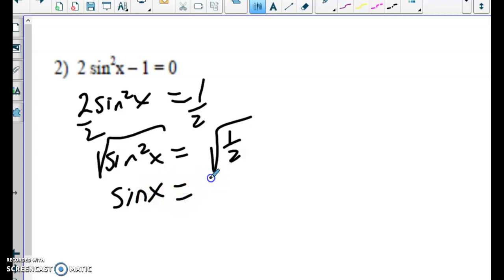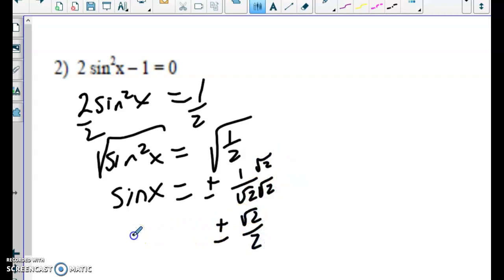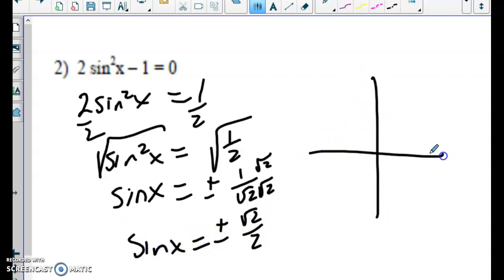But when you square root an equation, you get plus or minus. And the top square rooted is 1, bottom square rooted is root 2. If I rationalize that, I end up with plus or minus square root of 2 over 2. Well, I know where that is if I go to my unit circle again.